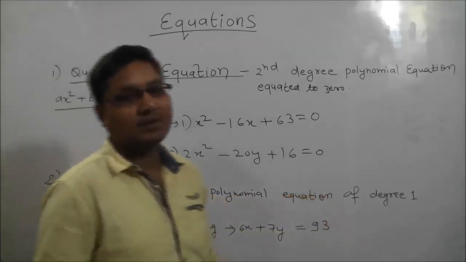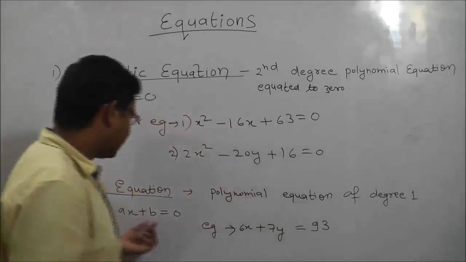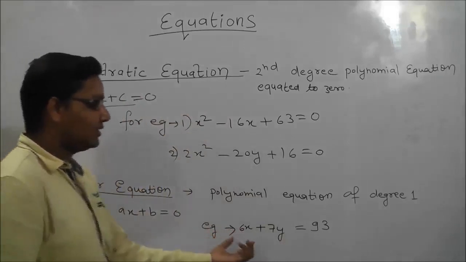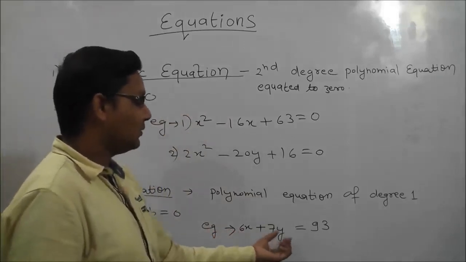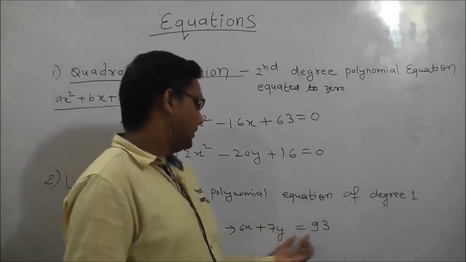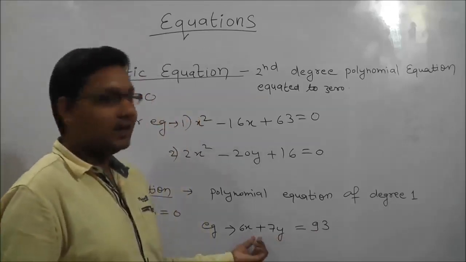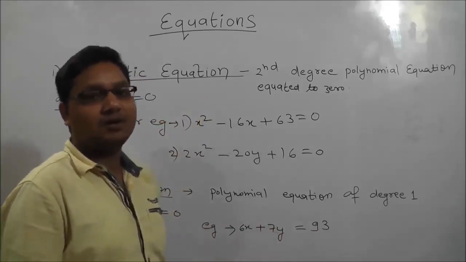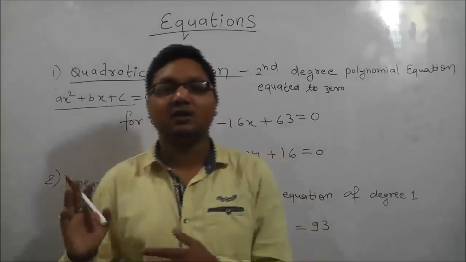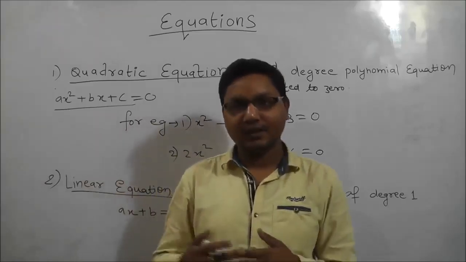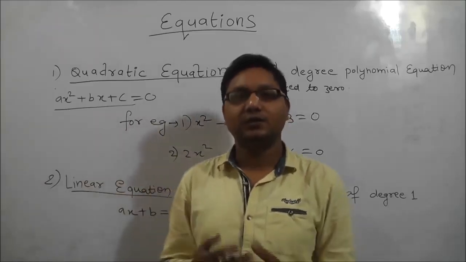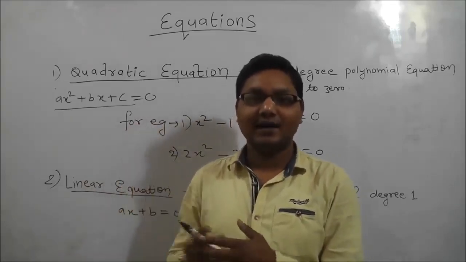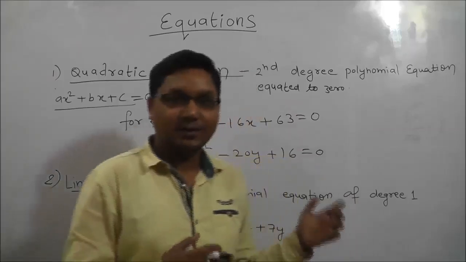A polynomial equation with degree 1, that is ax plus b equals 0. For example, 6x plus 7y equals 93. Here two variables are there and the degrees are 1. So this is a linear equation, and this also can be solved in a faster way. Let us begin with the first question, and when we solve a number of questions, you will feel that you can solve these questions in a much faster way, as I will teach you.